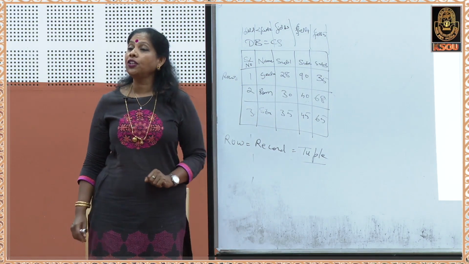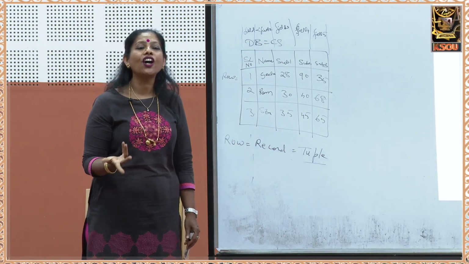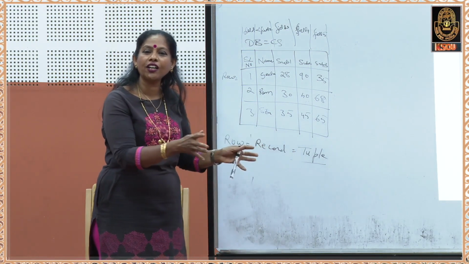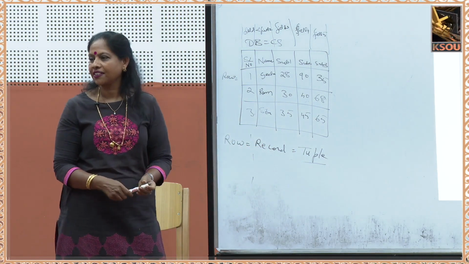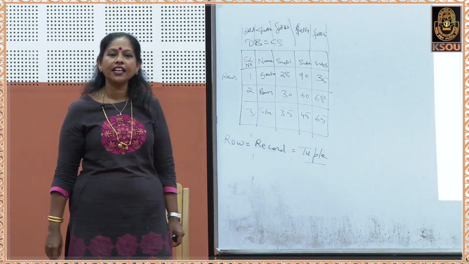What is an attribute? Attribute is a field name. What is a field name? Column name. Artha aitappa? Collection of rows and columns is a database. Artha aita? Got it? Now what is a database?